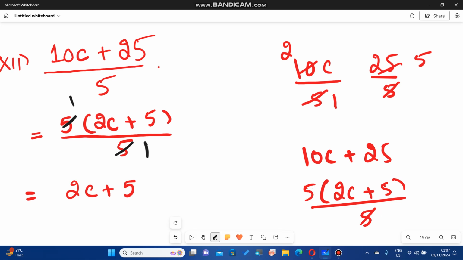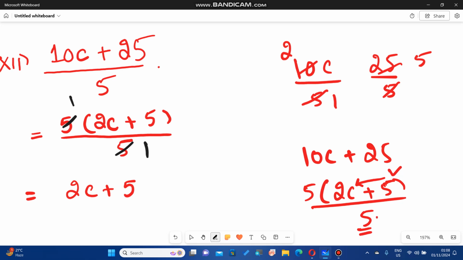Now, can you answer this question? We have 5 here and 5 here as well. We cancelled this 5 with this 5, correct? Can't we cancel this 5 with the 5 here? We cannot cancel this 5 with this 5. The reason is this 5 is being added to 2c. This 5 is not being multiplied or timed. It is being added to this term, that is 2c. We cannot cancel a term that is being added with another term. In other words, we cannot cancel this 5 with the 5 in the denominator.